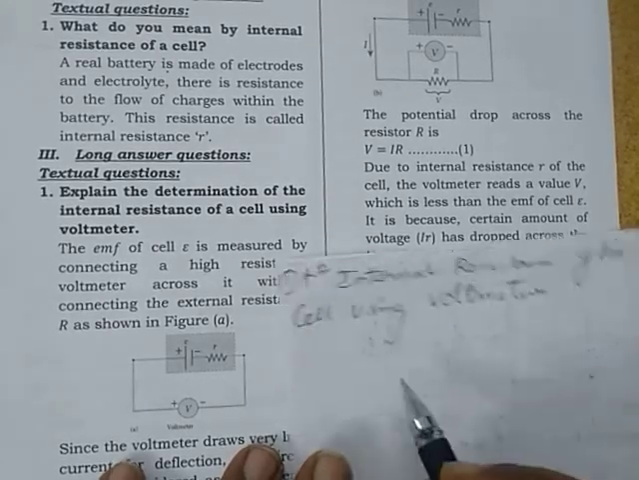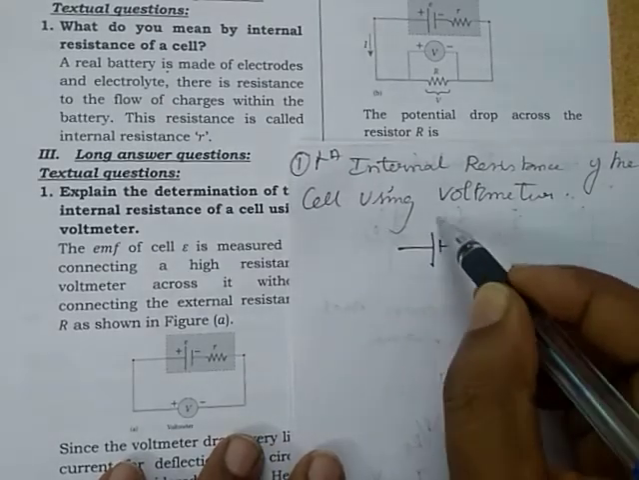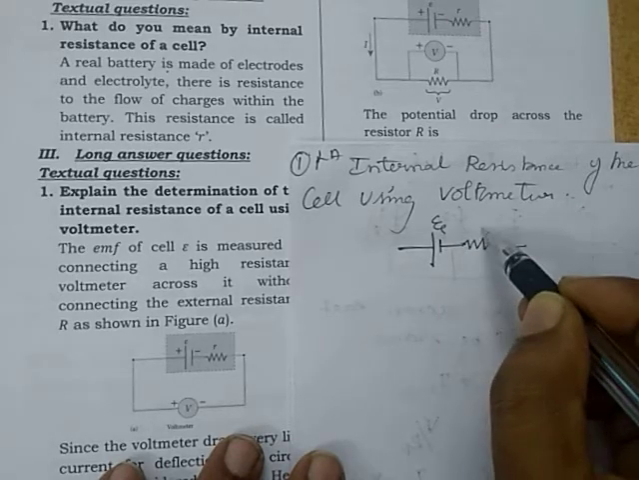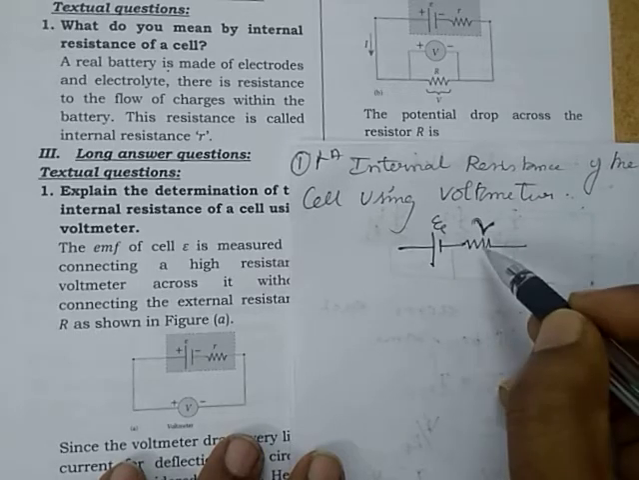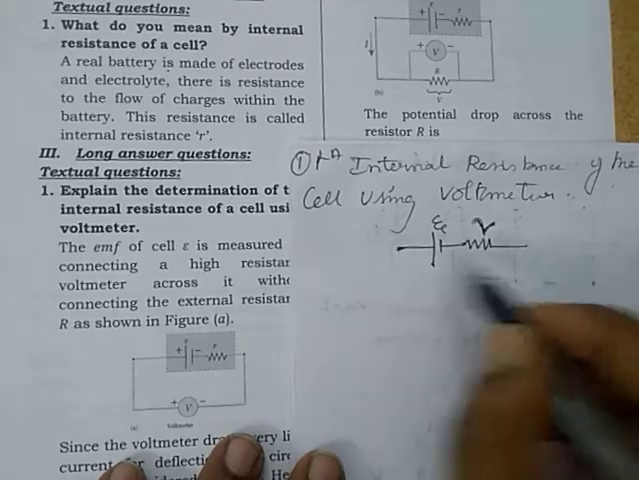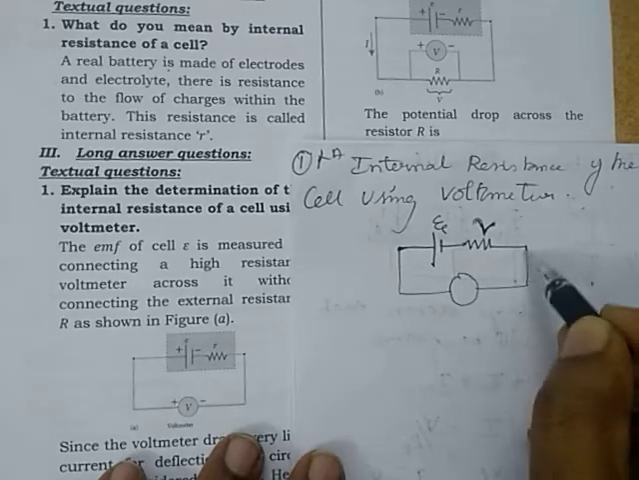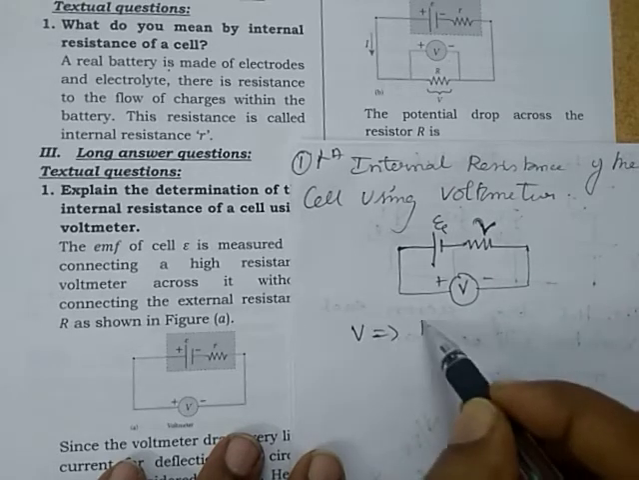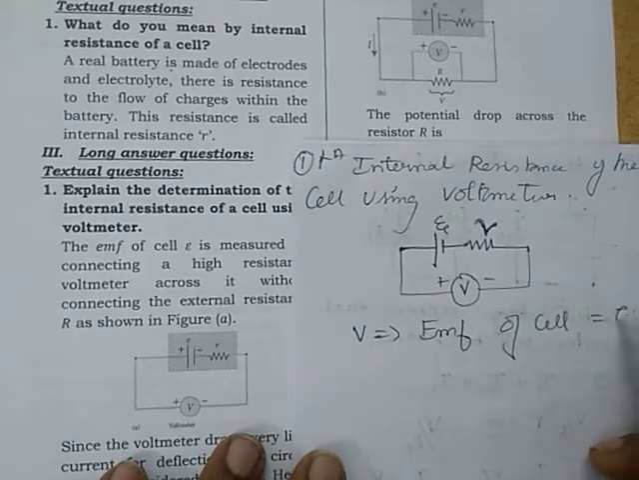First of all, I consider a cell of EMF psi whose internal resistance is to be calculated, having the internal resistance indicated as small r. Then the terminal is connected with a high resistance voltmeter. Then this voltmeter must show the EMF of the cell, that is psi.